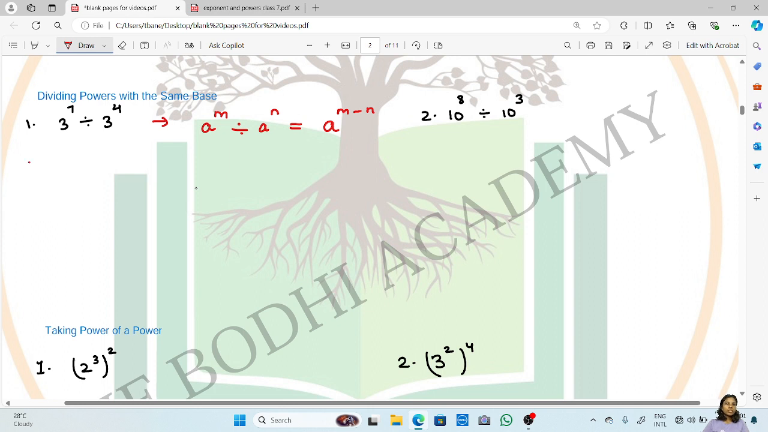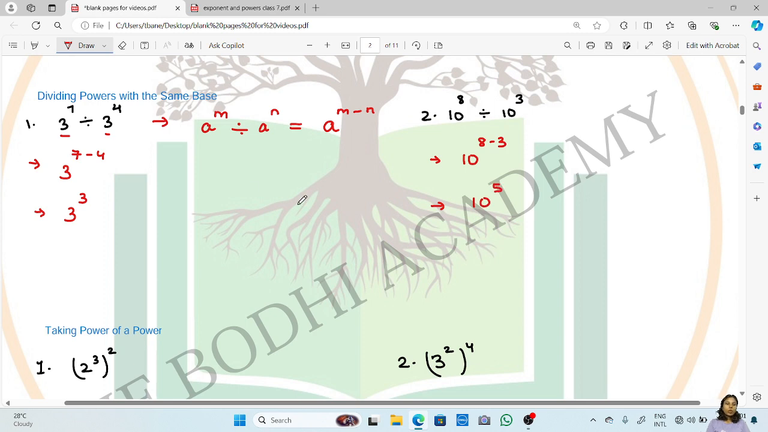So now let's solve this. Our bases are same, so we'll write it once, 3, then 7 and 4. So 7 minus 4. Understood? So here we'll get 3 raised to 3. Okay. So when we are doing multiplication with same base, we add the exponent powers that are there. When we are doing division with same base, we subtract the powers that are present. Let's do this example the same way. So this is 10 and 10. So 10 powers are 8 minus 3. So the answer will be 10 raised to 5 here.